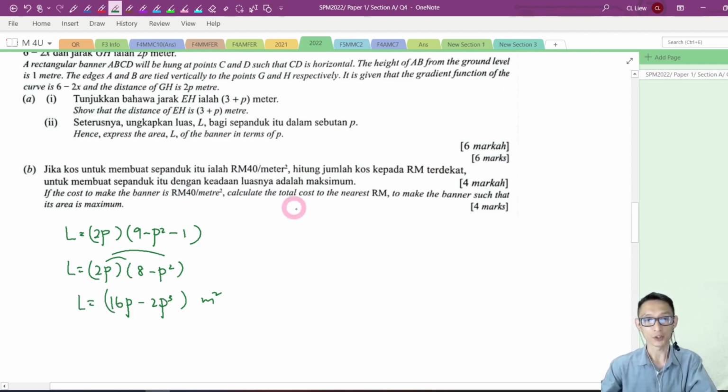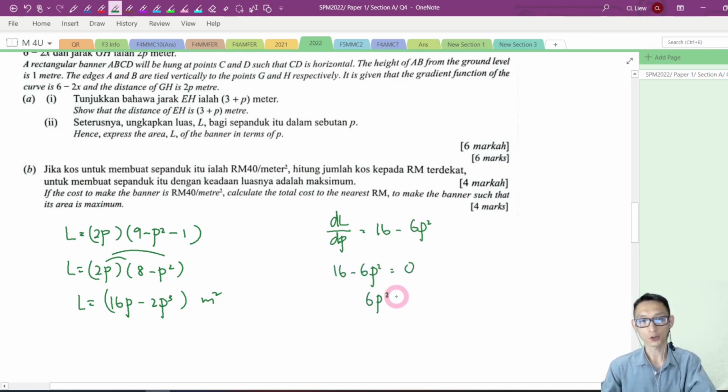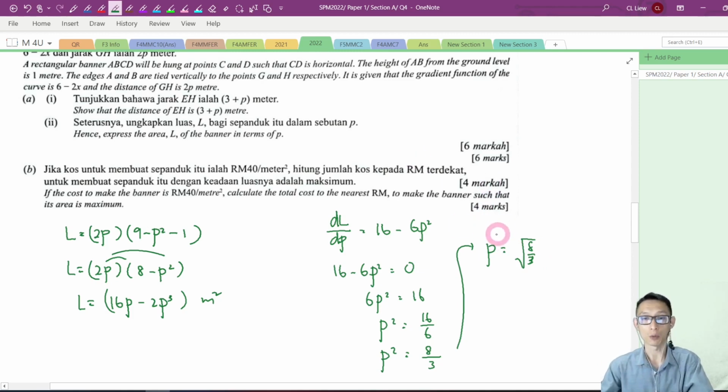Let me differentiate this first. dA by dp is equal to 16 minus 6p squared. For maximum area, this will be equal to 0. So 16 minus 6p squared is equal to 0. So 6p squared is equal to 16. So p squared is equal to 16 over 6, which is 8 over 3 after dividing by 2. So p will be equal to the square root of 8 over 3. I will just take the positive value because p is a length, so definitely it will be positive.